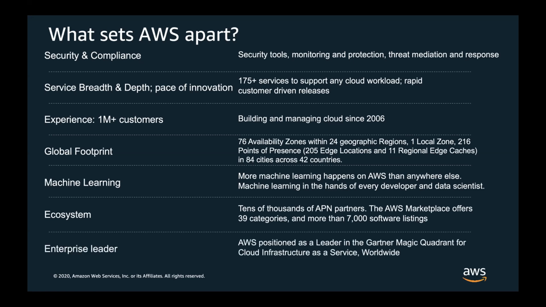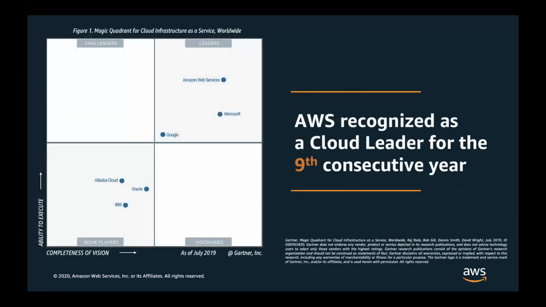And then finally, just to position Amazon Web Services, we are the leader in the Gartner Magic Quadrant. So this is the latest one from last year, showing we've been the cloud leader for the ninth consecutive year. So you can see AWS in the top right-hand corner. And as I mentioned, we've been there for 9 years, recognizing our reliability and our breadth of offering to our customers.